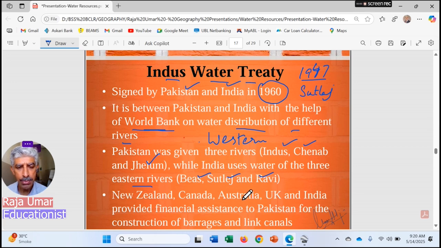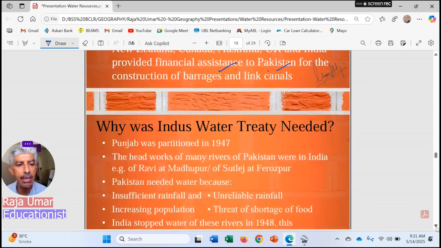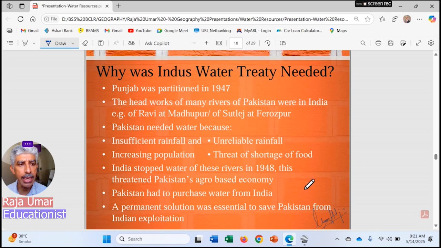New Zealand, Canada, Australia, UK, and India provided financial assistance to Pakistan for the construction of barrages and link canals, as they were part of that agreement. If Pakistan loses the waters of Ravi, Beas, and Sutlej because of the Indus Water Treaty, what would happen to the surrounding lands of these rivers in Pakistani areas? So it was a project to construct link canals from the Pakistani rivers, I mean Indus, Chenab, and Jhelum, and to pour their waters into the eastern rivers, Beas, Sutlej, and Ravi, to meet the water deficiency there because of the greater usage of water by India in its own area.